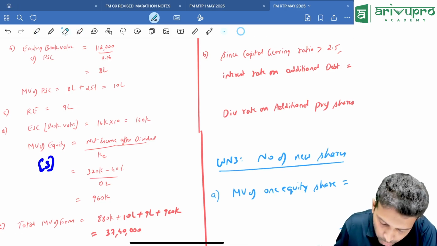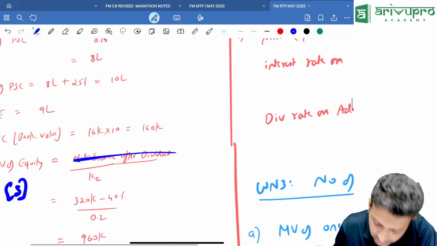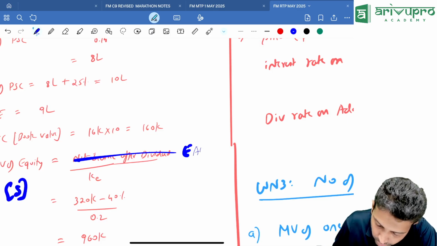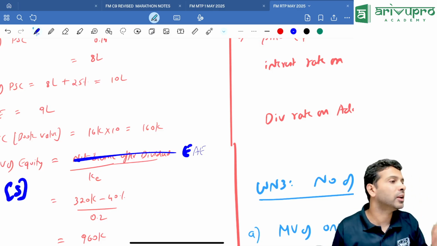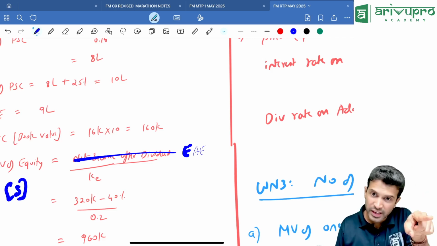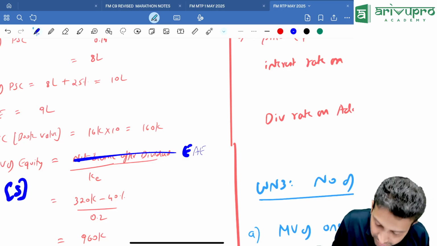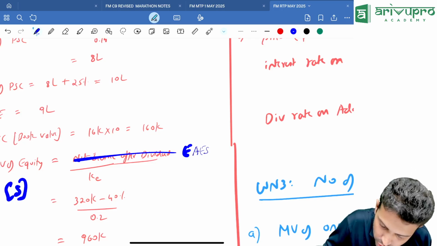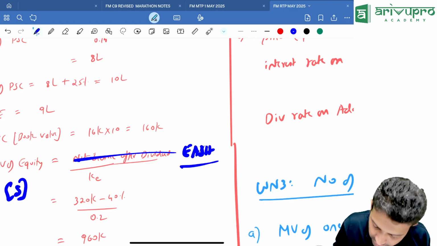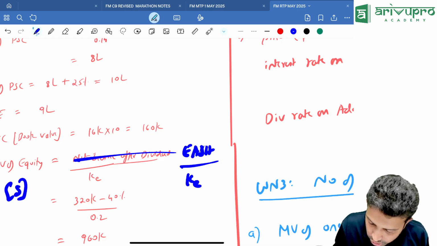Here, there is a small change. Normally, how did you used to calculate? Value of the firm is given by EBIT divided by Ko. That is V. S is what? Instead of EBIT, you will substitute with EAT, earnings available to equity shareholders. EAT divided by cost of equity we will take.